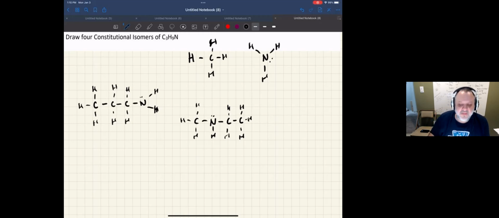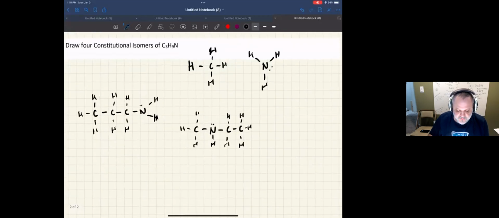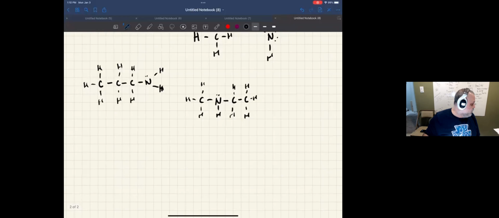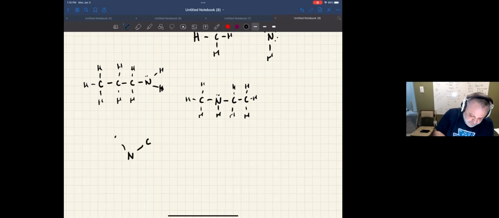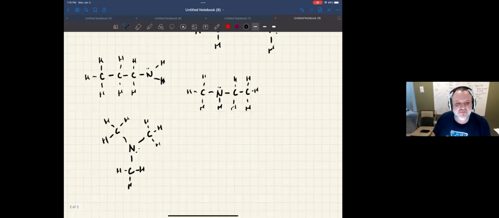Now, there are also other ways to draw constitutional isomers of C3H9N. Remember that the nitrogen can be connected to up to 3 carbons. So I can have nitrogen, carbon, carbon, carbon, and then a lone pair. Now what I want to do is fill in those 9 hydrogens. Done. So there's yet a third way to draw that structure.